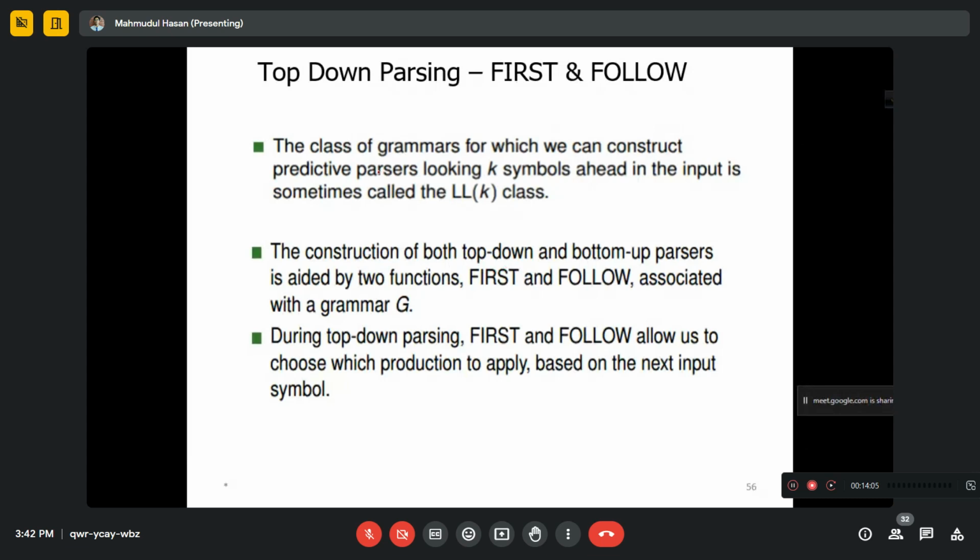So now top-down parsing, and this is very important: first and follow. First and follow is the last topic of this chapter. So if you think about predictive parser, everyone please respond with me. If you think about predictive parser, is backtracking needed or not?